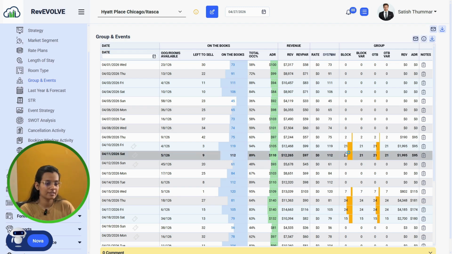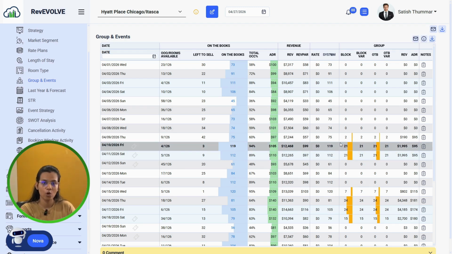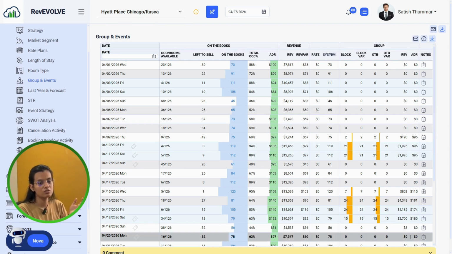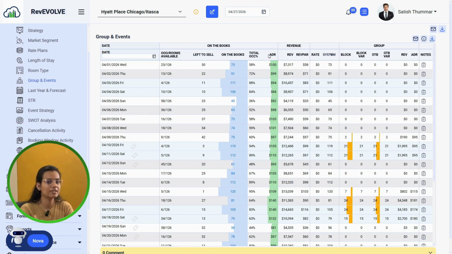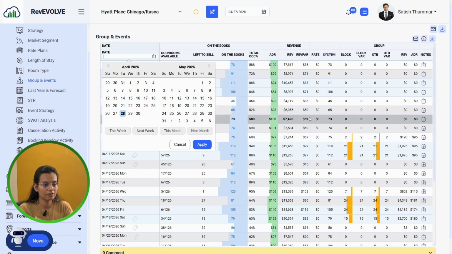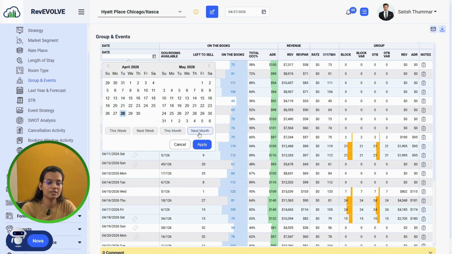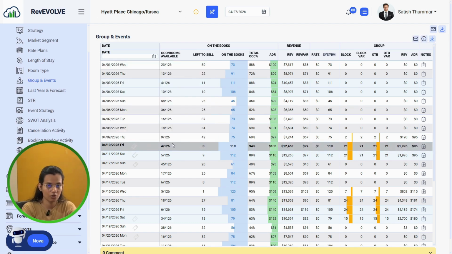So here you can see in group and events we have all the current month. If you want to see the previous month or the next month, you can just click over here. You can click for this month, next week, or this week, and just click apply. So here right now we have the current month on the books.